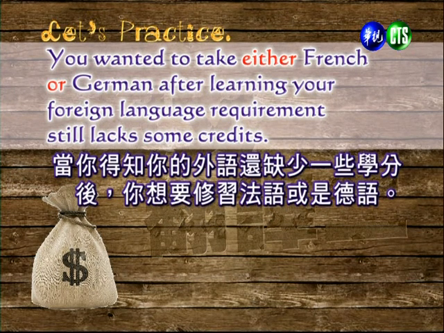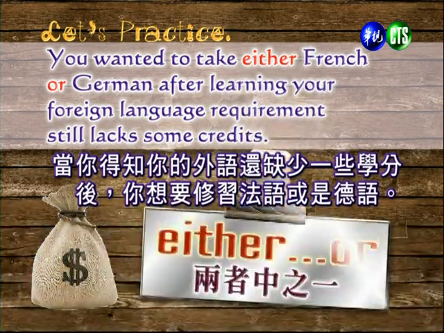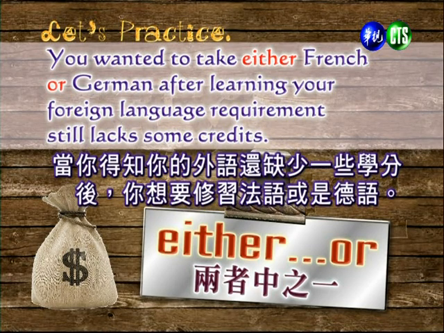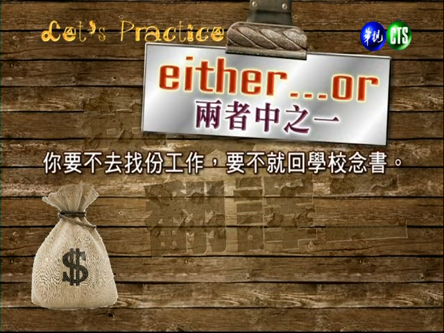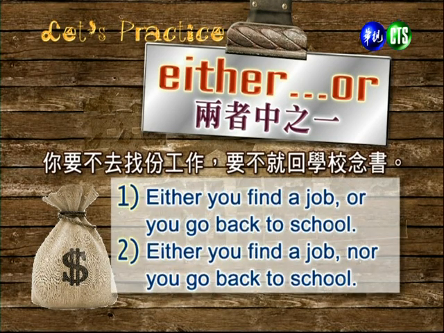You wanted to take either French or German. After learning your foreign language requirement still lacks some credits. 当你得知你的外语还缺少一些学分后，你想要修习法语或是德语。我们来学 either 什么 or，两者中的之一。你要不去找份工作，要不就回学校念书。Either you find a job or you go back to school.